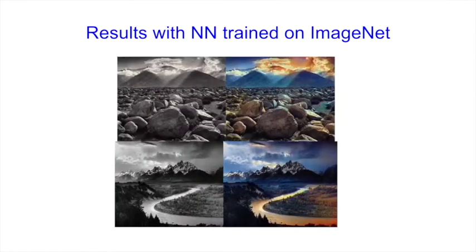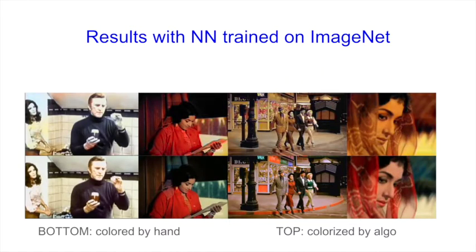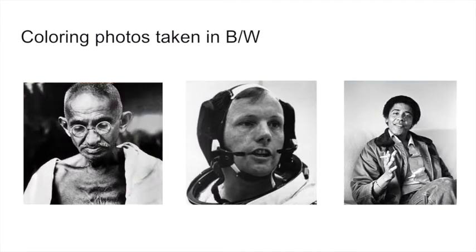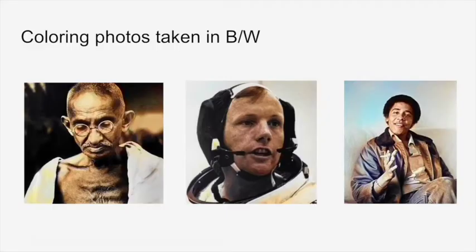Here are some examples of this model trained on ImageNet, and as you can see, it does very well on modern images. There is a result of the same model on old images, and it does actually well as well, but you can see that the pictures are quite distorted. Then we trained the same model on images from old movies, and it does actually better. So here are examples of some pictures of famous people and how we can color them.